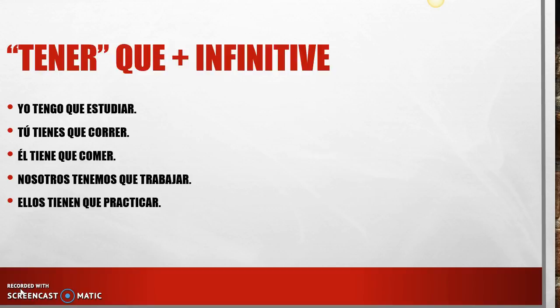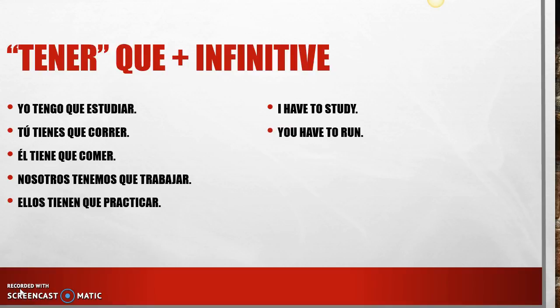Next, let's look at some examples that express what someone has to do. Remember, our formula will be a conjugated form of tener plus que plus an infinitive. Yo tengo que estudiar. Since our subject is yo, we conjugated tener in the yo form. We will then add que after our conjugated form of tener. Yo tengo que. We finished by adding our infinitive, or what it is that someone has to do. Yo tengo que estudiar is I have to study.